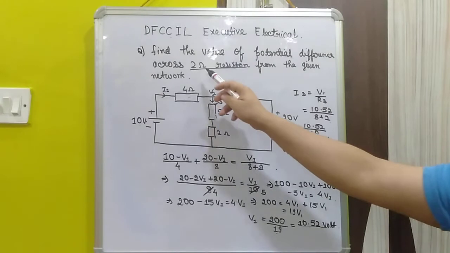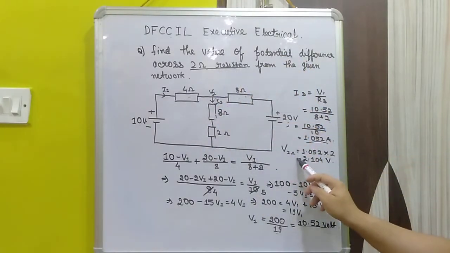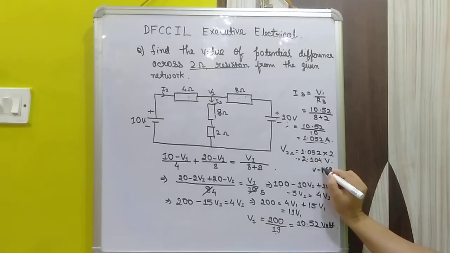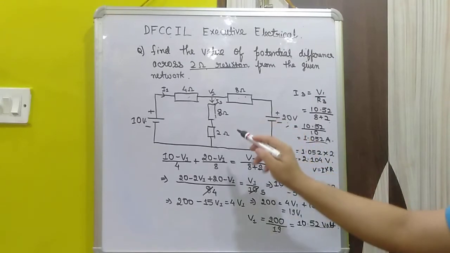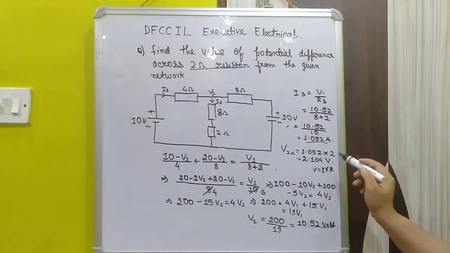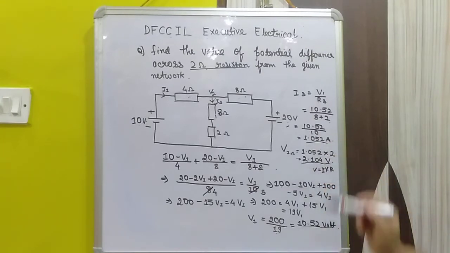As per the question, we need the potential difference across the 2 ohm resistor. So we have used the formula V is equal to I into R. We took the resistor R as 2 and the current we found out as 1.052, so the final answer is 2.104. I hope this question is also clear to you now.